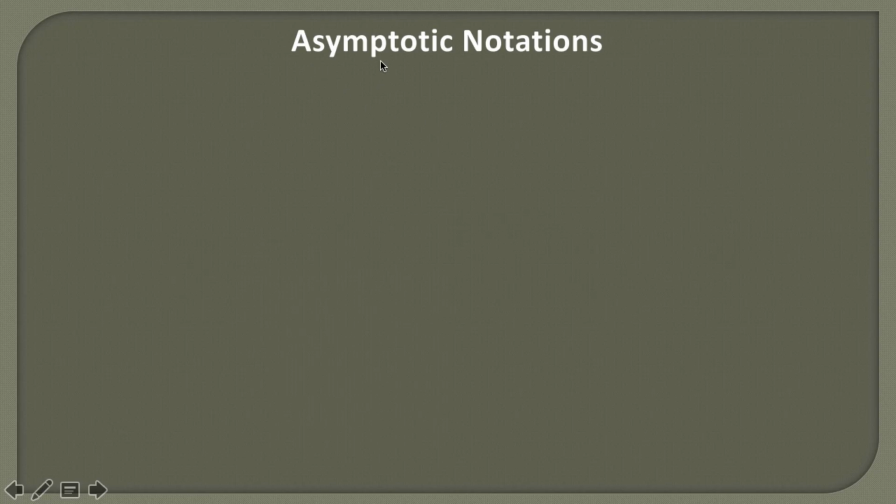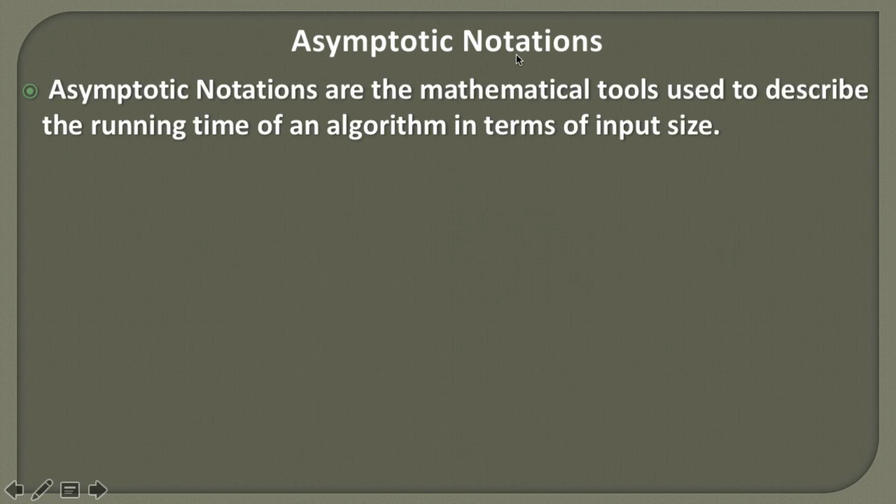So what do we mean by asymptotic notations? If we see the definition of it, asymptotic notations are the mathematical tools used to describe the running time of an algorithm in terms of its input size. So here we will discuss more on these mathematical tools, what those are and how they help in determining the running time of an algorithm.